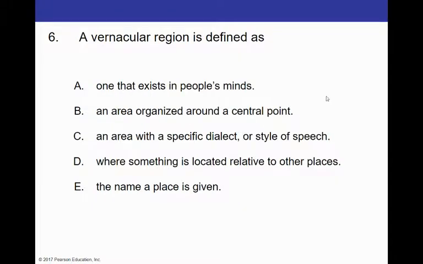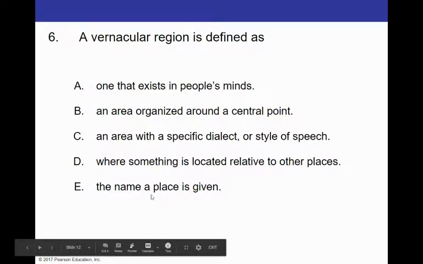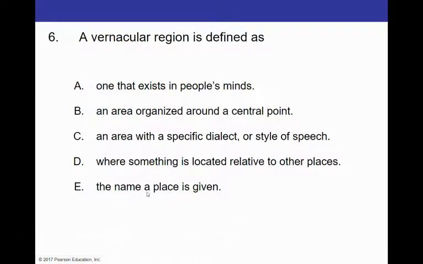That doesn't really tell you a lot of its importance, but situation, describing it, is going to tell you the importance. So number 6, a vernacular region is defined as blank. There are 3 different types of regions that we talked about: formal, functional, and vernacular. This is the last one. So hopefully you should have crossed off E, because that's a toponym. You should have crossed off B, because that's describing a functional region. And you should have crossed off D, because that is situation. So you should have got down between A and C. Both of these are good answers.